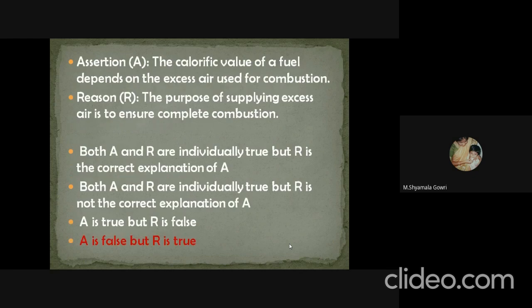So we have assertion and reason. Assertion: the calorific value of fuel depends on excess air due to combustion. Reason: the purpose of supplying excess air is to ensure complete combustion. Here the assertion is false but the reason is true.